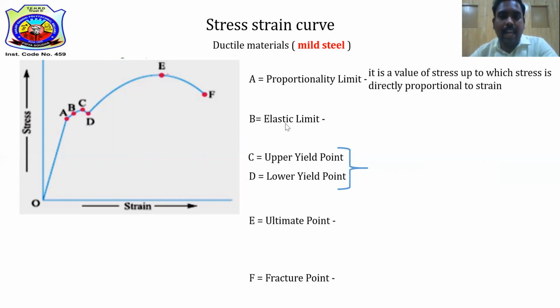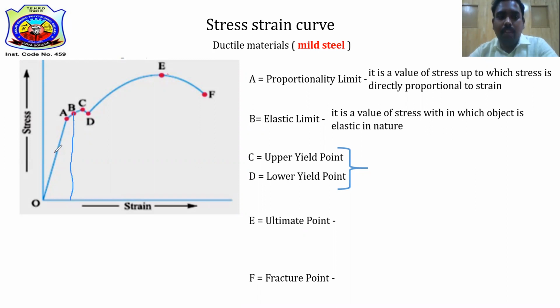So now it's coming to the elastic point. What does the elastic point say? It's a value of stress at which the object is elastic in nature. Students, it's very important. This is point B. This is the elastic point. If I draw a line vertically, this is a rough line.